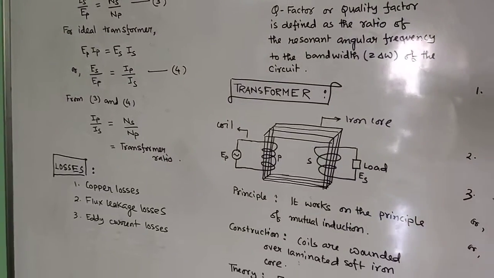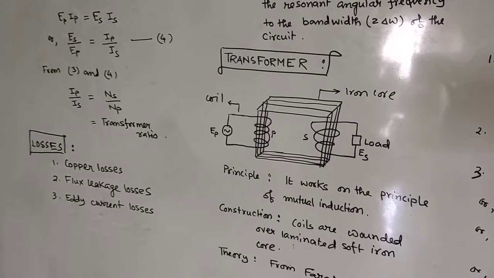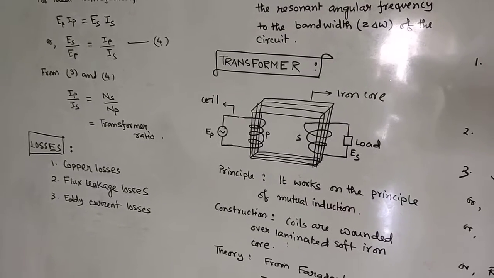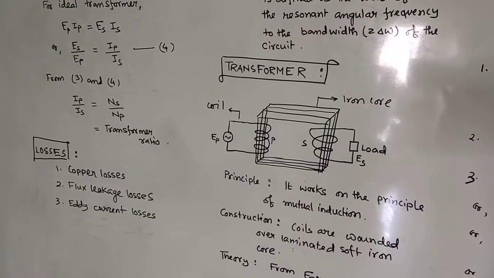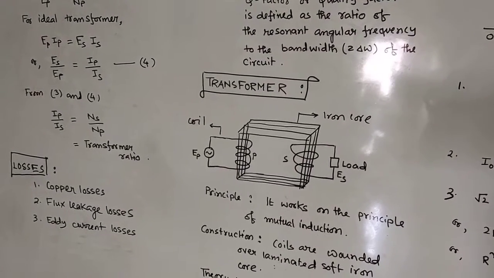Now this is your transformer, and there will be step up and step down as per our requirement. Step up is there if the secondary turns are more compared to the primary, and step down if the primary turns are more compared to the secondary.